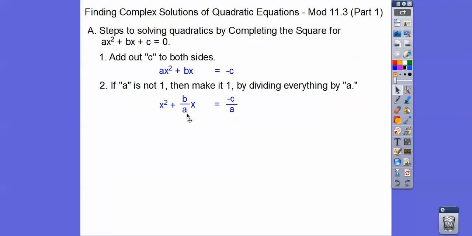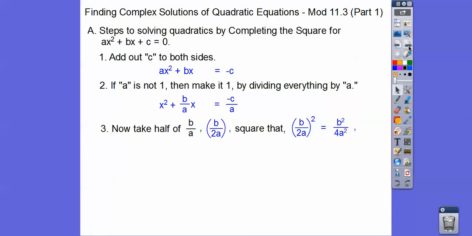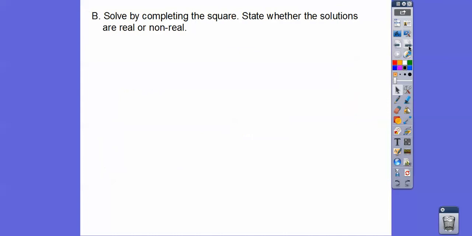Now we take half of this guy and square it. So we take half of b over a. Well, how do you take half of a fraction? Just double the denominator. Put a 2 down there. Then we're going to square that, so it's b over 2a squared, so that gets us b squared over 4a squared, and then add that to both sides, and then just factor and solve.